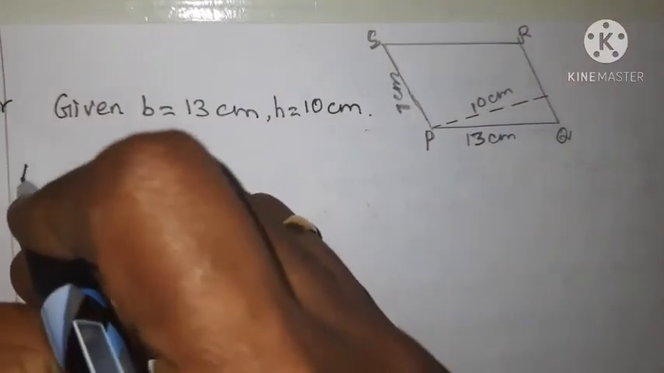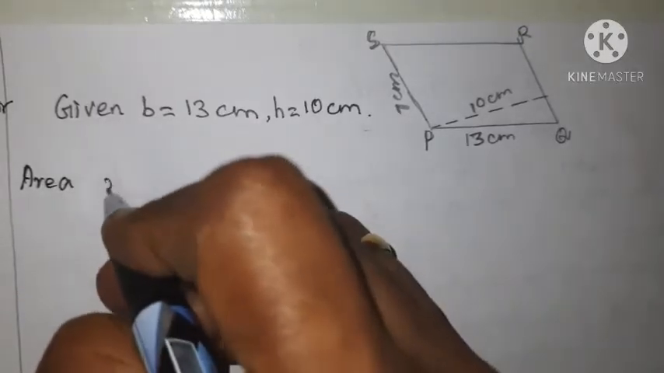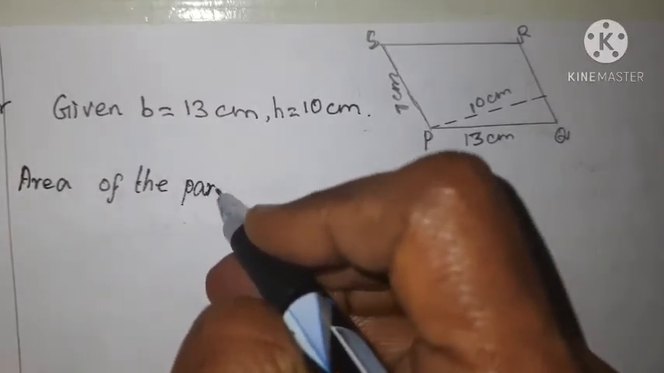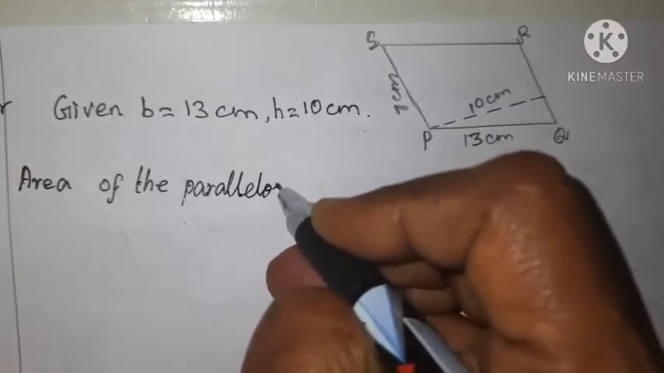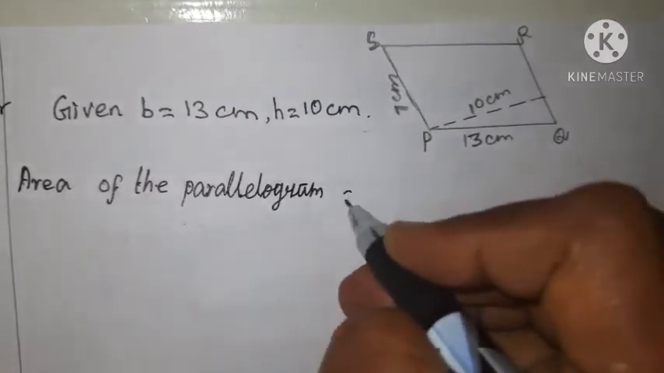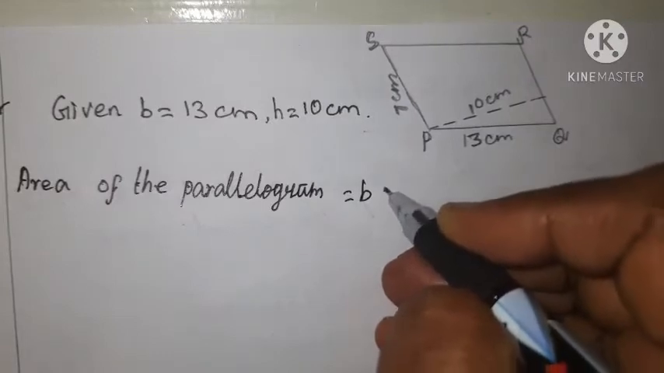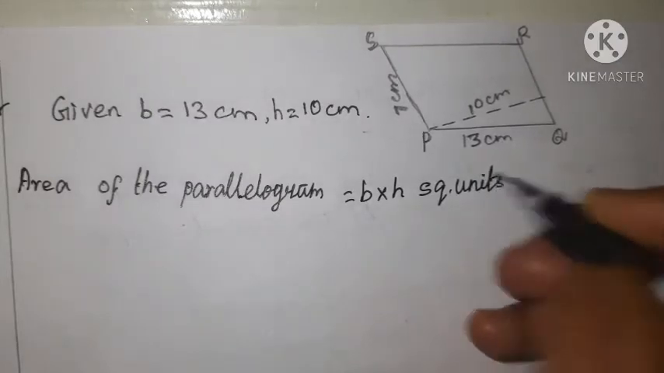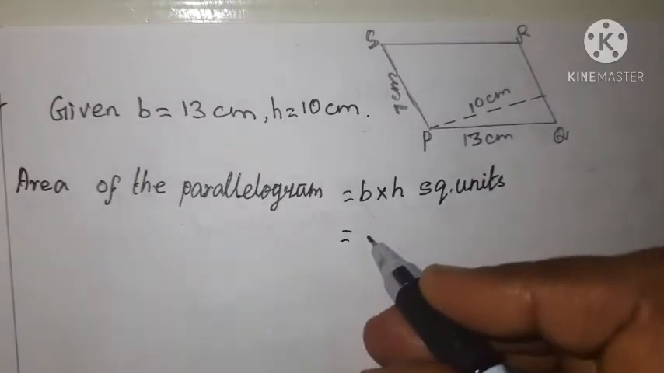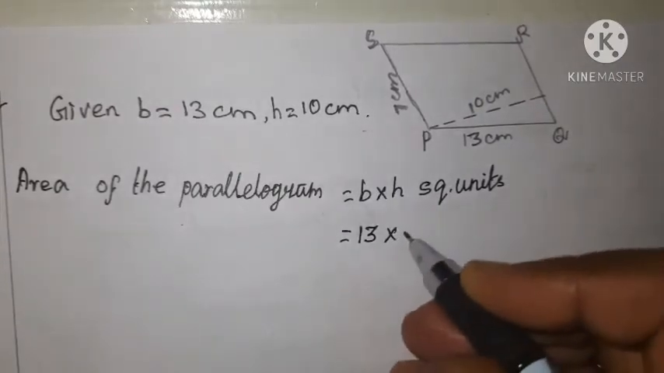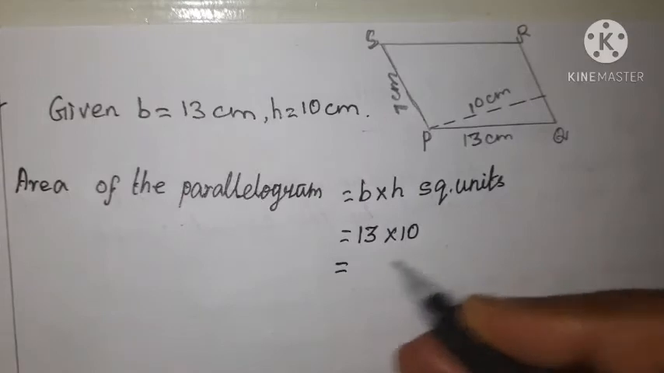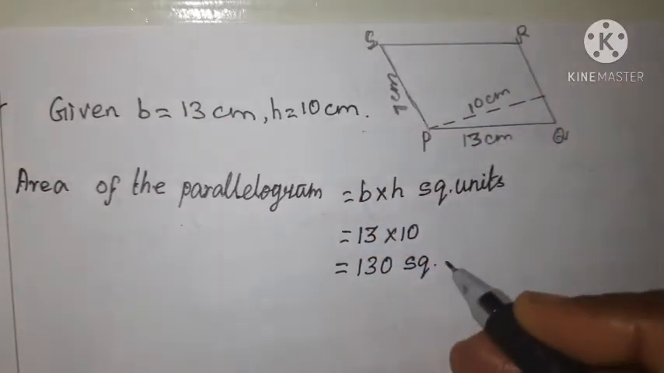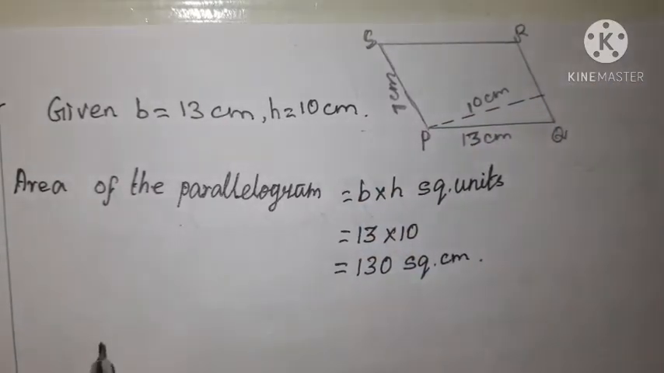First write the formula. Area of the parallelogram equals base into height square units. Base 13, height 10. So 13 into 10 equals 130 square centimeters.